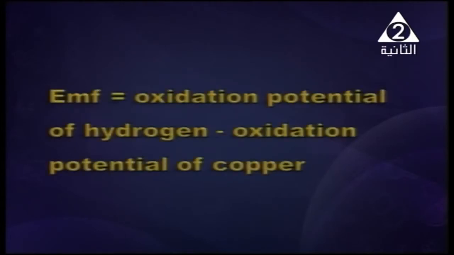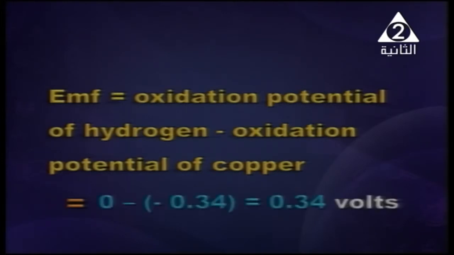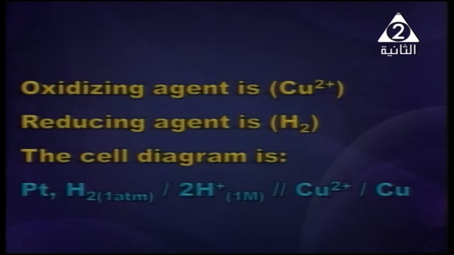How can you calculate the EMF in this cell? EMF equals oxidation potential of hydrogen, standard hydrogen electrode, and its oxidation potential equals 0, minus oxidation potential of copper. So the EMF equals 0 minus negative 0.34 equals 0.34 volt. What does this mean?